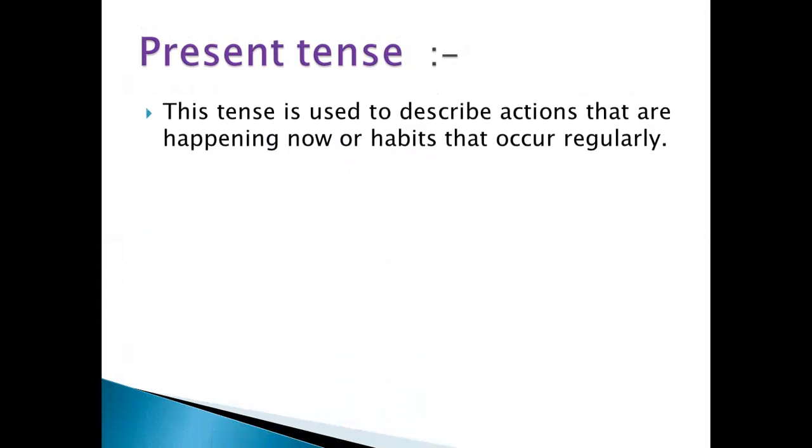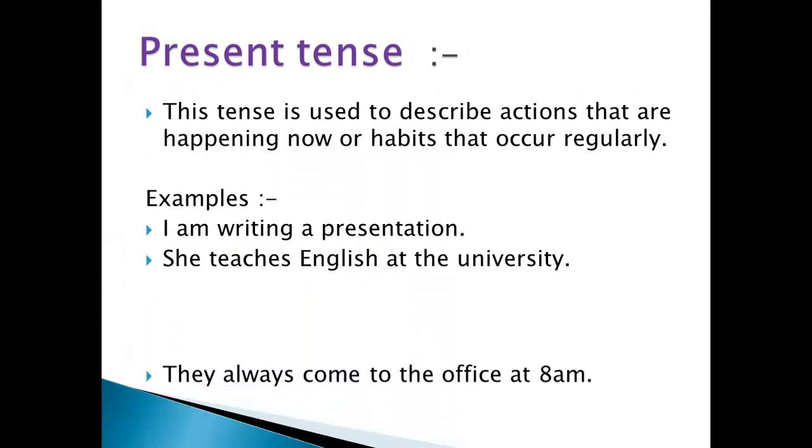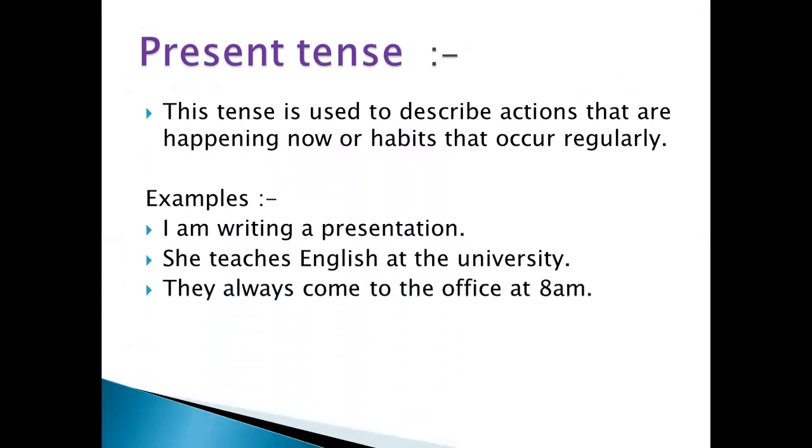Present tense is used to describe actions that are happening now or habits that occur regularly. And the examples are: I am writing a presentation. She teaches English at the university. They always come to the office at 8 a.m.